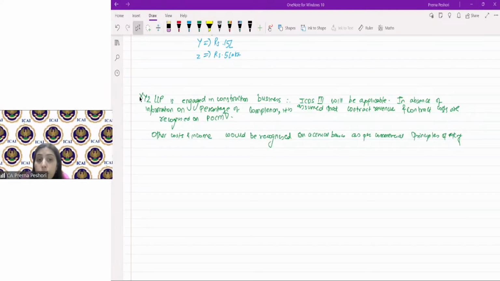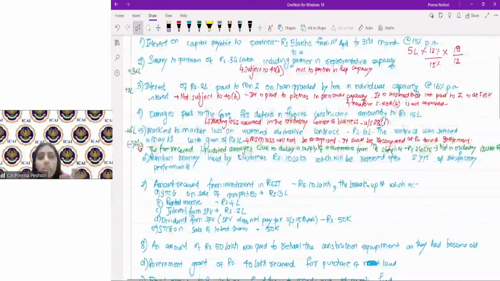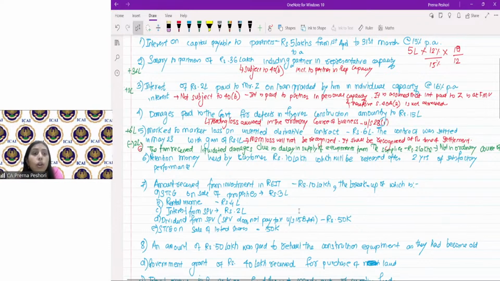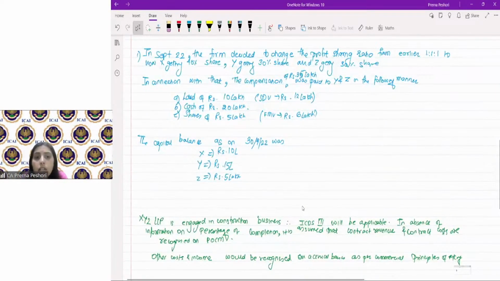But the contract revenue shall be recognized only when there is a reasonable certainty of its ultimate collection. So in this case, the retention money which is held by the customer will be released only after 2 years of satisfactory performance. So this shall be recognized only when there is a reasonable certainty of its collection.